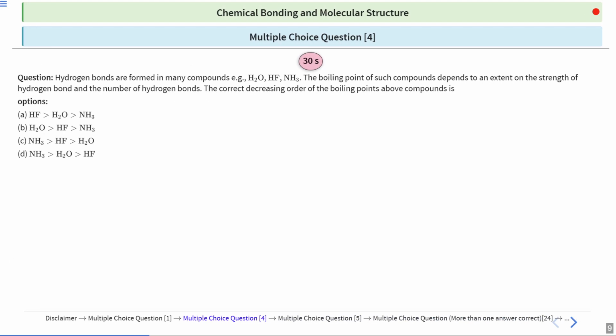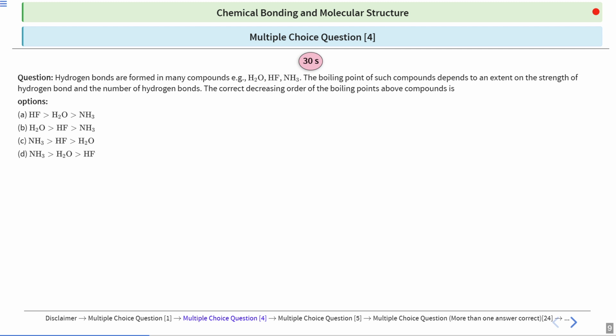So this question is somewhat tricky. The previous one was simple to solve, but in this question you have to decide on the basis of hydrogen bonding and the number of hydrogen bonds. So two things are there. You have to decide the strength of hydrogen bonding, and second, you have to look for the number of hydrogen bonds. And on analyzing both of these aspects, you have to say what will be the correct order of boiling point for the given compounds.